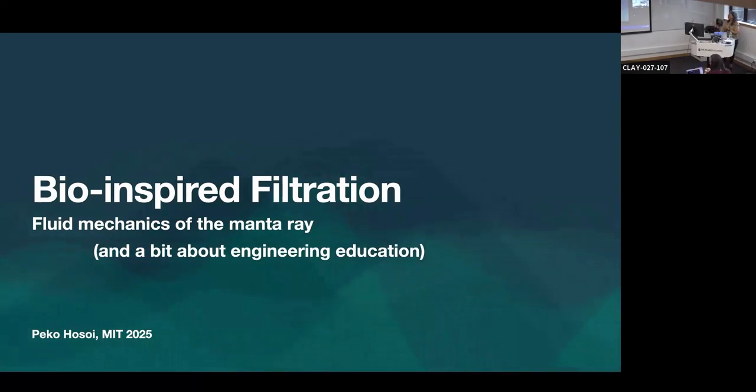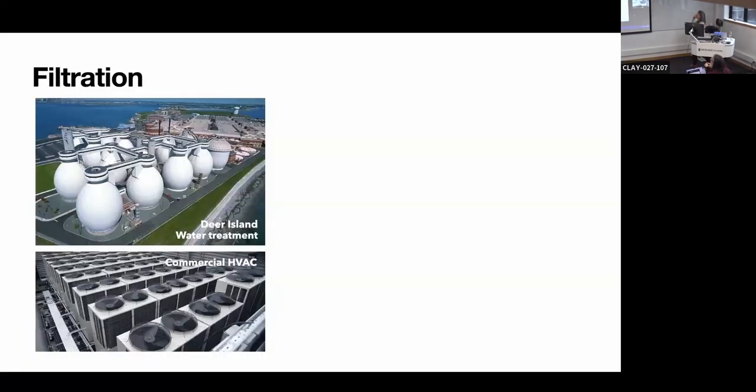Okay, so filtration. I'm just going to put up one picture here, and this is just to remind you how important filtration is. The first picture up there is the Deer Island Water Treatment Plant, which is where Boston gets its water. Those of you who spent time in Boston, that's where your water came from. The other one is just a standard commercial HVAC system. So we spend a lot of effort moving around water and moving around air, and in all of these systems, there are filters. So the more efficient you can make your filters, the more efficient you can make these systems.